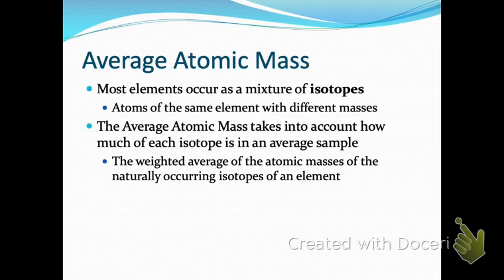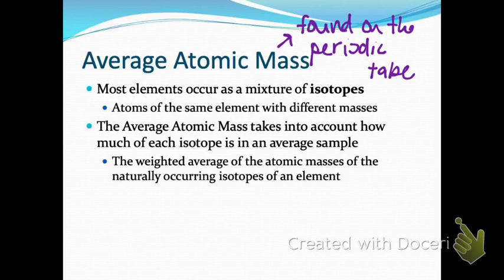Maybe write this too. Average atomic mass is what's found on the periodic table. And we said it's a weighted average of everything that occurs in that element, all the different isotopes. So, for example, we talked about hydrogen and its 3 isotopes earlier. Hydrogen, deuterium, and tritium. Right? Do you remember that picture I showed you of all 3 hydrogens?